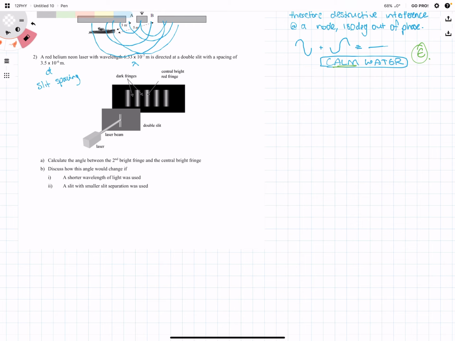That's a weird way to write that. We'll try that again. 2A. Yeah, right, that's better. Cool. They want us to calculate the angle between the second bright fringe and the central bright fringe. Okay, so they want to know, this is 0, 1, and 2.